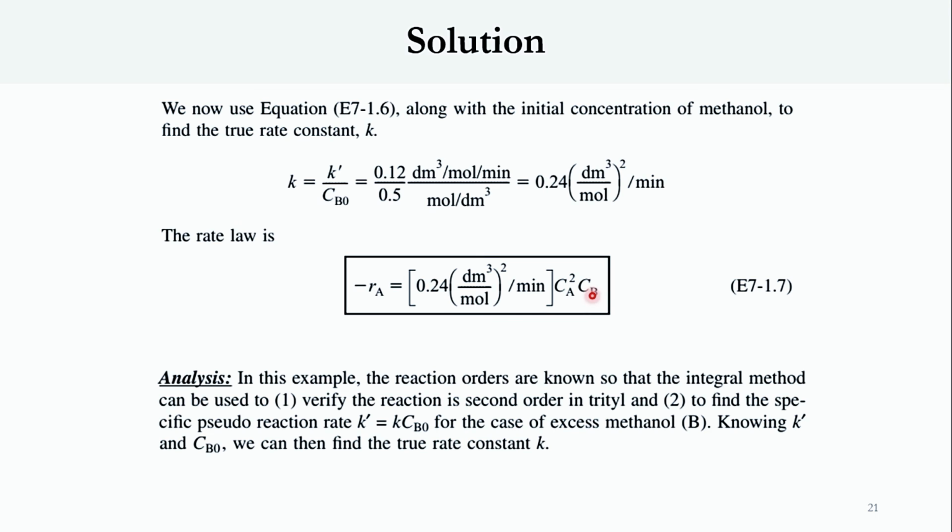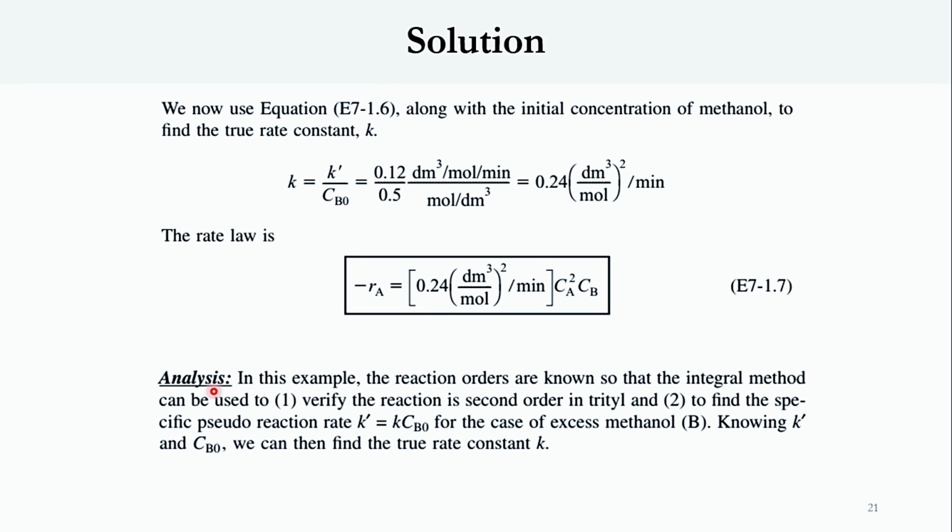But now we have seen in data analysis that firstly we make the system pseudo first order, then we find the value of that pseudo rate constant, and then we come back to the true rate constant, and then we write the complete equation, which is minus rA is equal to k, which is 0.24, Ca square, because we have proved that it is second order with respect to A, and we were given that it is first order with respect to methanol. So actually it is a third order reaction system. If we count the total order, 2 plus 1, the overall order is third.